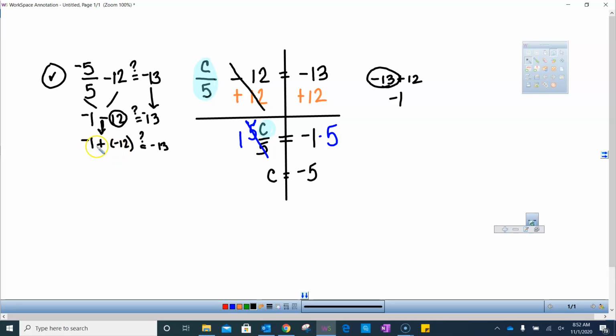Same signs, add the two. They're the same, so I'm going to add. And I get 1 plus 12 is 13. And I'm going to keep the negative because they're both negative. I get a negative answer. And that does match the right side, negative 13. And so negative 5 is the solution to this equation.